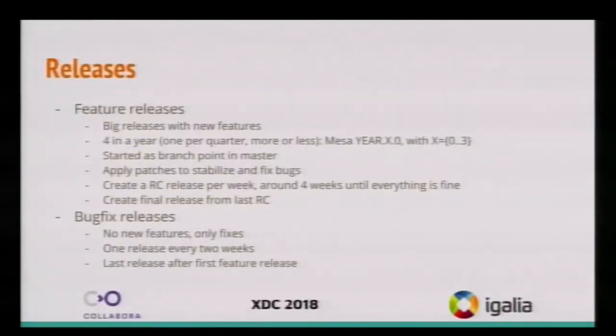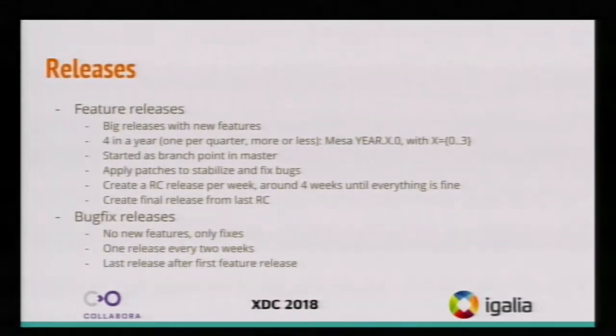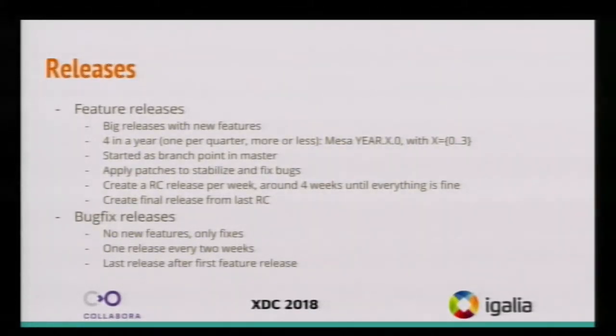Okay, so the releases, we have 2 types of releases. One of them are feature, other are bug fix releases. The feature releases are roughly 4 a year, so that's one every 3 months or so. We start that by branching off from master. We create a branch point. We apply patches more or less every day, up to a couple of days. We roll a release candidate every week up to the eventual release. We try to keep that around 4 weeks, although sometimes things run off more since there are regressions.